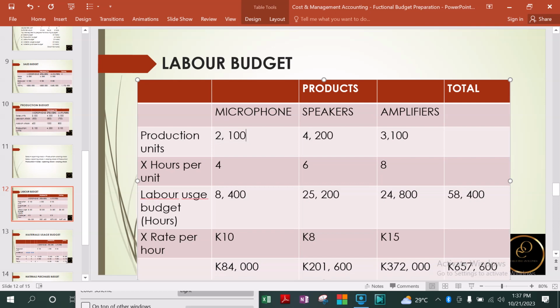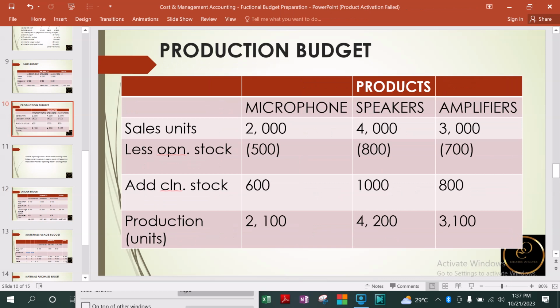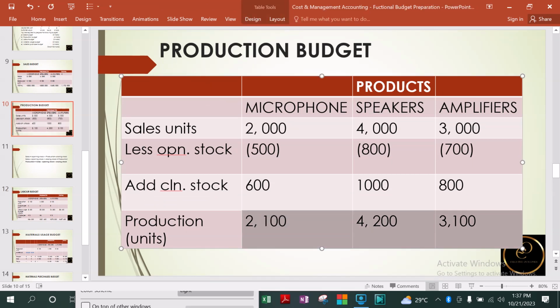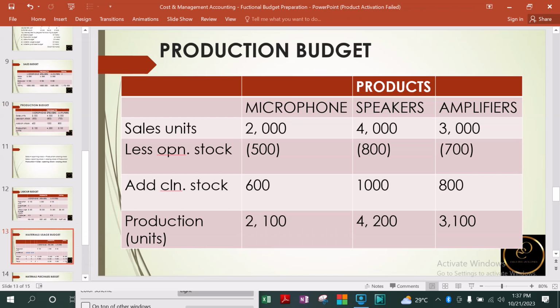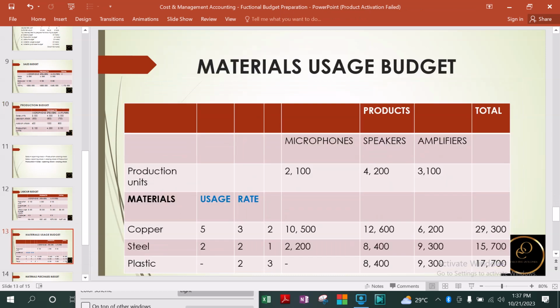Okay. So 2,100 of microphones, 4,200 of speakers, and 3,100 of amplifiers as given in the production budget. This line here. Okay. So now, once that is done, we have indicated the production units. The next thing we need to look at is each of these units of microphone, speakers, and amplifiers. How much, or what the quantity of raw materials is needed to produce these units?